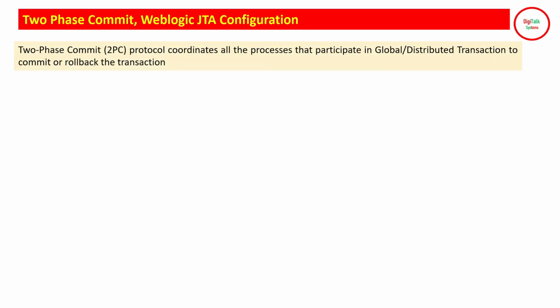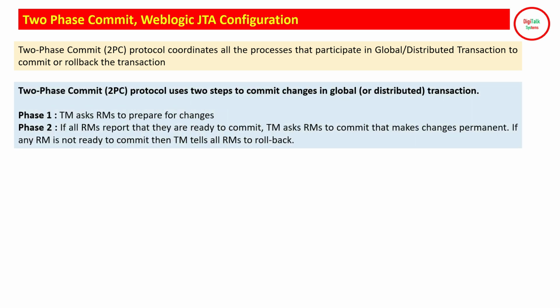Okay, and this is done with the help of the two-phase commit protocol. So the two-phase commit protocol uses two steps to commit changes in the global or distributed transaction. Because it is called two-phase commit, there are two phases in the 2PC protocol.